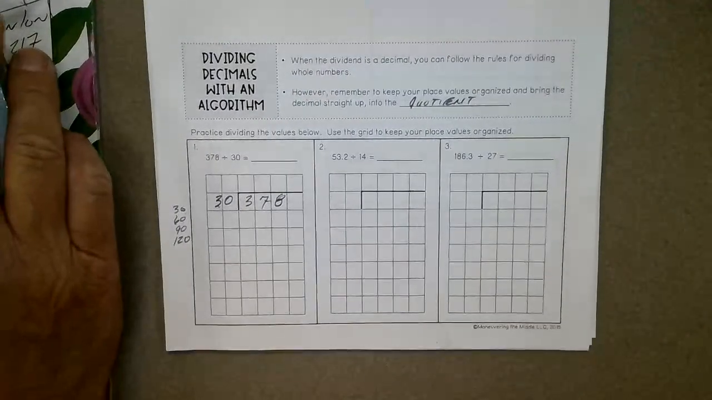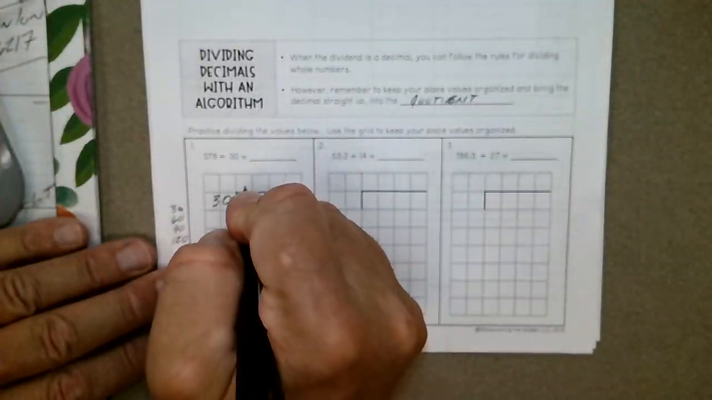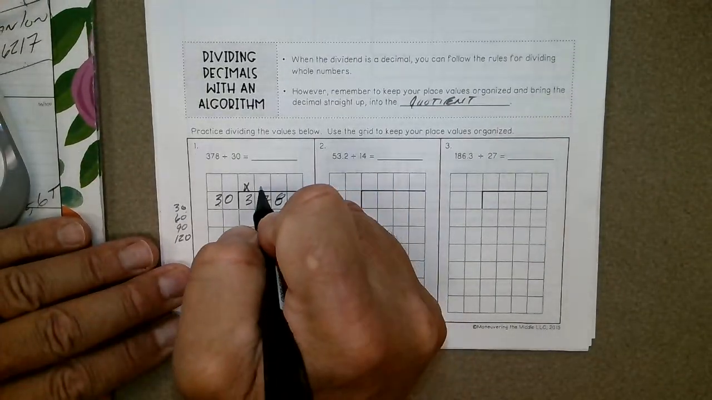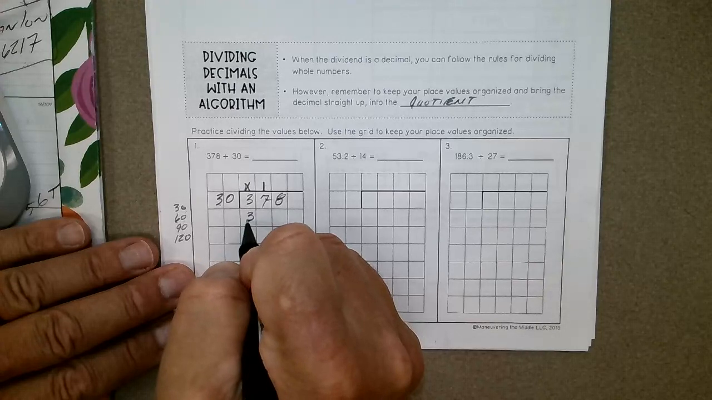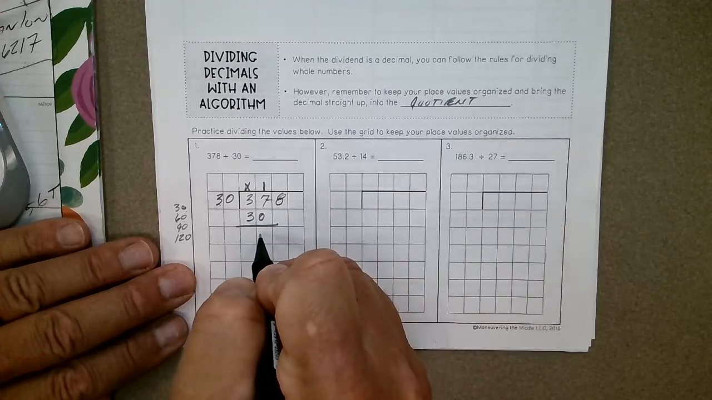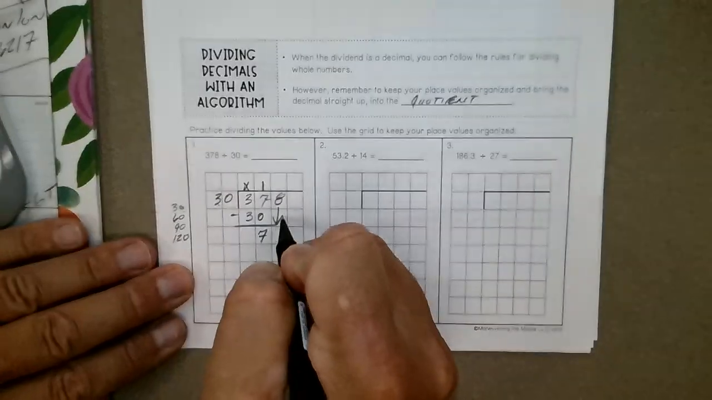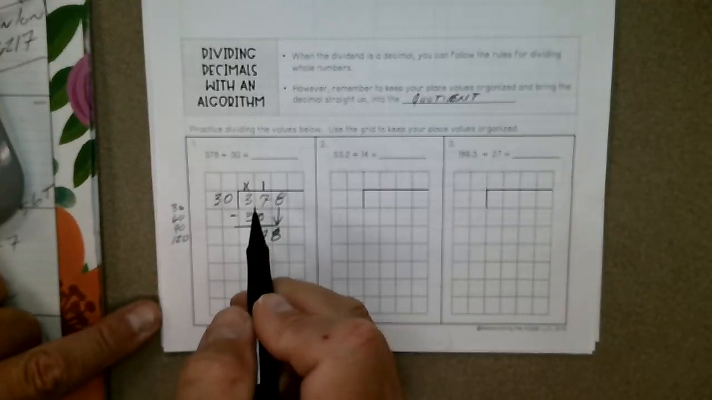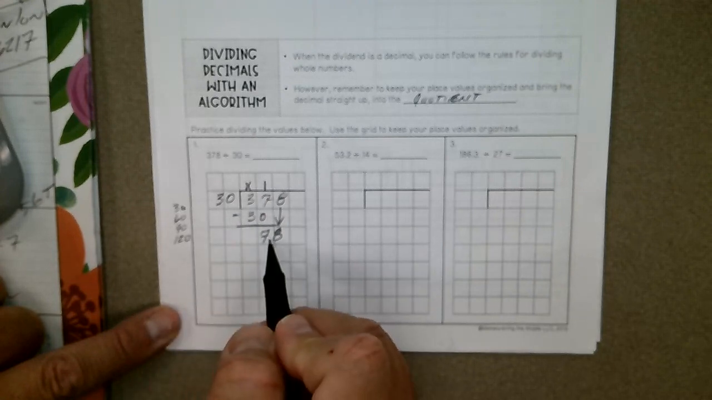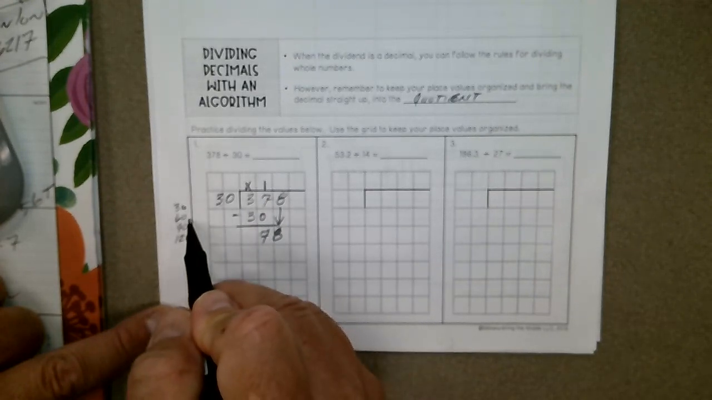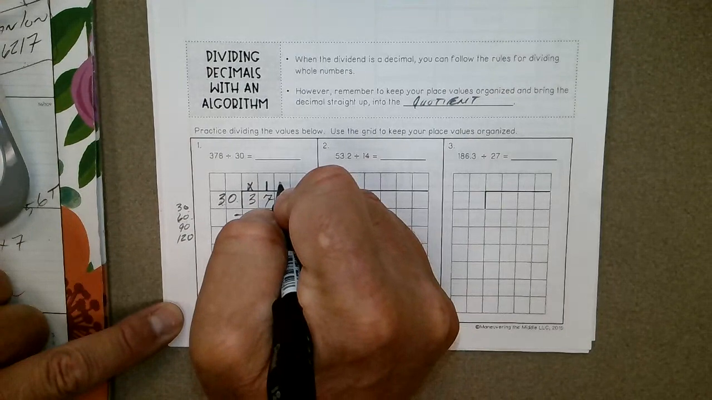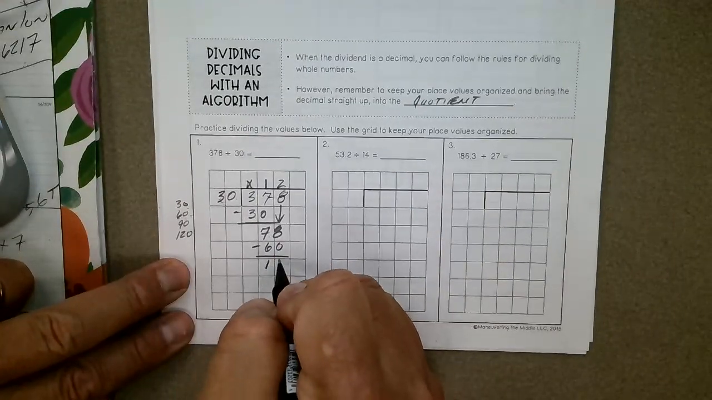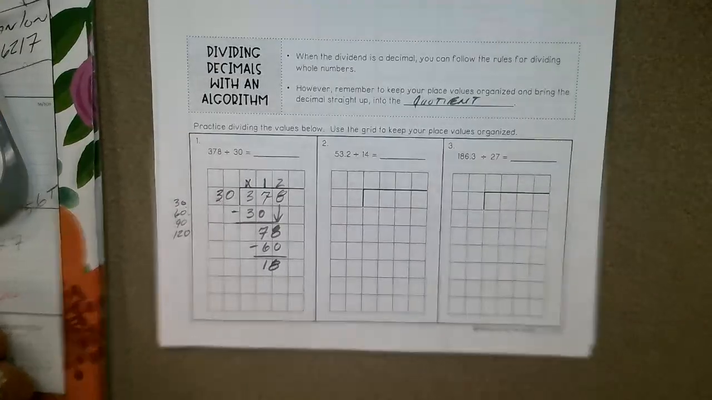First one up. 30 into 3, no. But 30 will go into 37 one time. 1 times 30 is 30. We're going to subtract and get 7. I'm going to bring my 8 down. I can clearly see that 30 is not going to go into this evenly, and it's going to go 2 times because 30 times 2 is 60, right? And we're going to subtract, and we're going to end up getting 18, right?